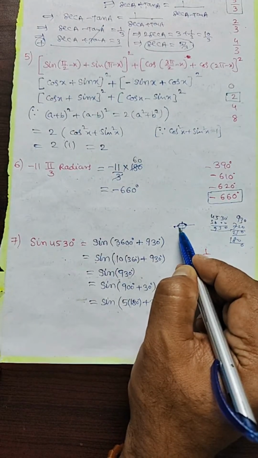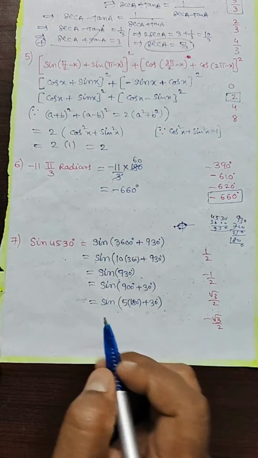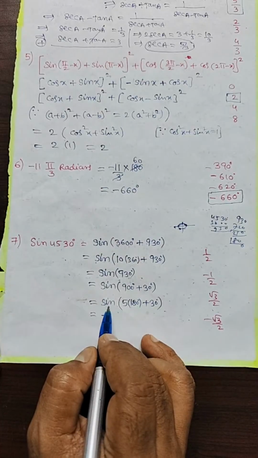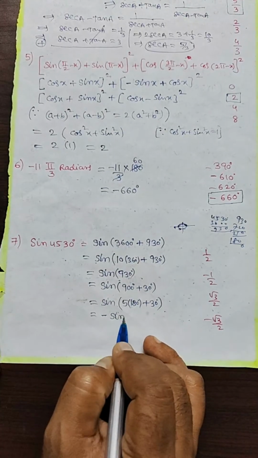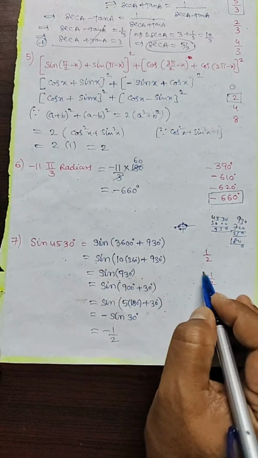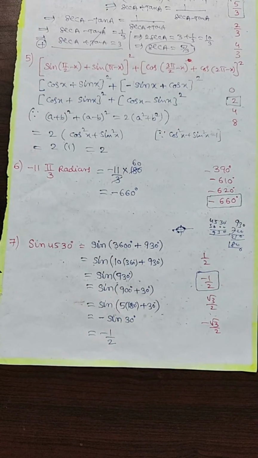5 times means which quadrant is it? Third quadrant. In the third quadrant, sine is negative, minus. 180 is an even multiple itself, so sine only will come. Angle is 30, sine 30, so minus 1 by 2. So minus 1 by 2 is there in the second option, dear students. I hope you understand.